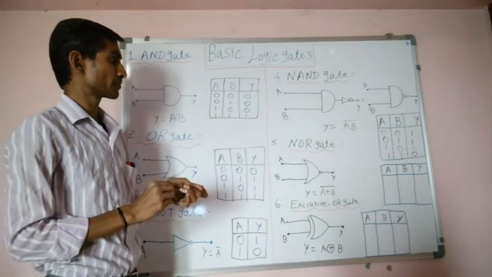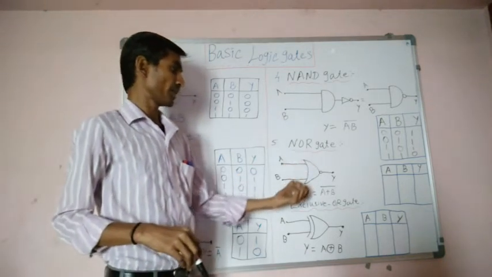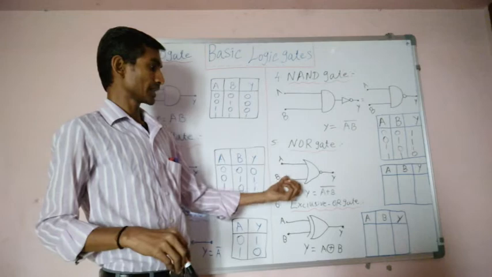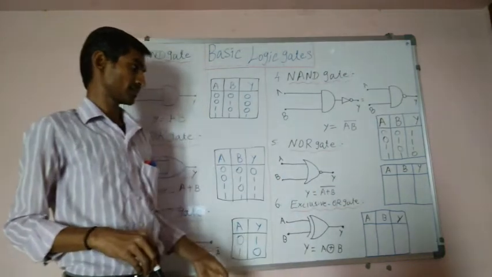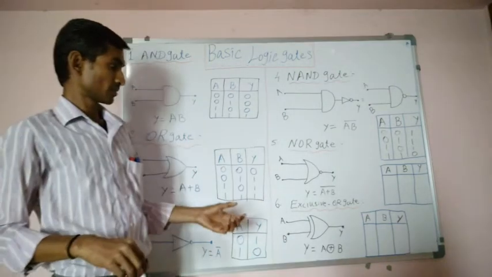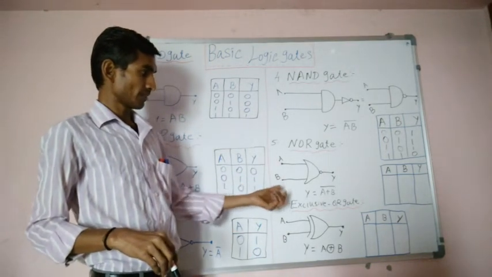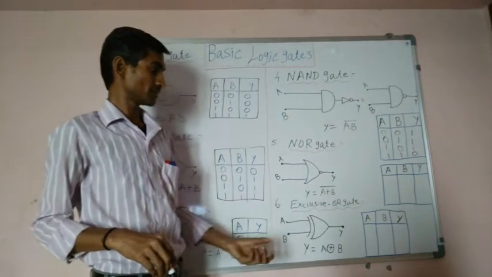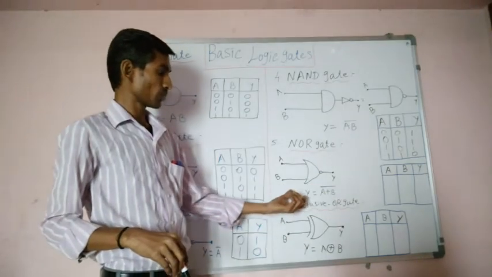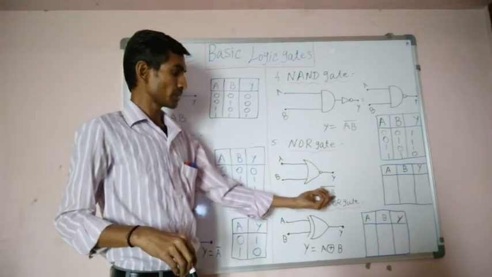Next one, NOR gate. The NOR gate is a combination of OR gate and NOT gate. Hence we are going to write it here. So there are two input variables A and B. We will get the output Y. Now we are going to write the Boolean expression: Y is equal to the complement of A plus B.